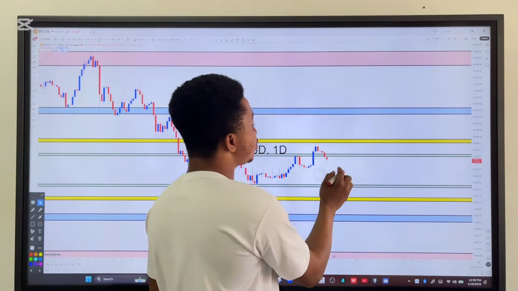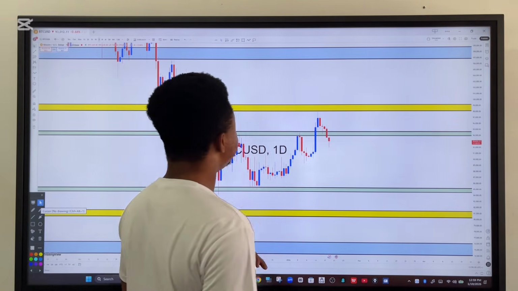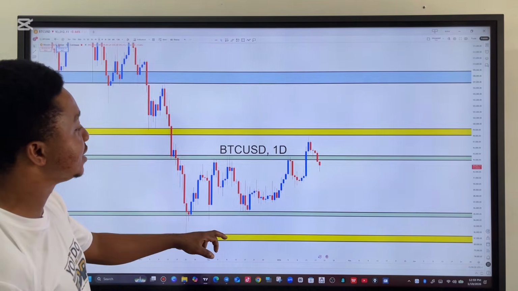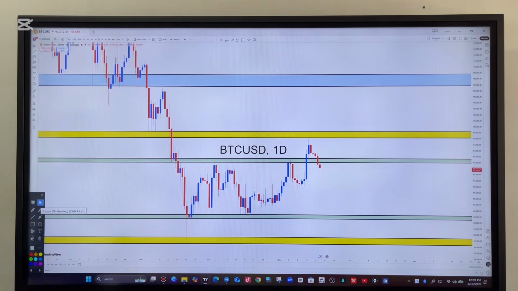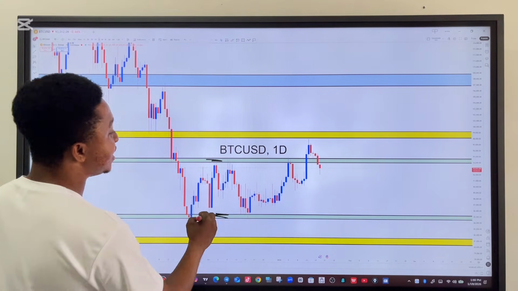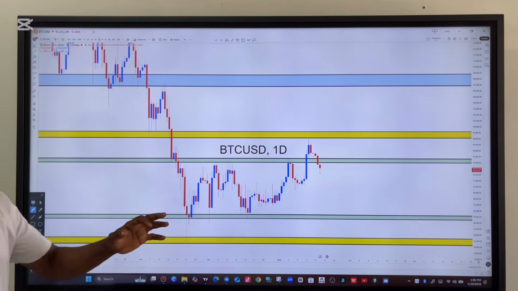Alright, so this is also the daily time frame of BTCUSD. Let's put meaning into the daily. On the daily time frame, we have the daily upper and then the daily lower zone. What is happening on the daily?